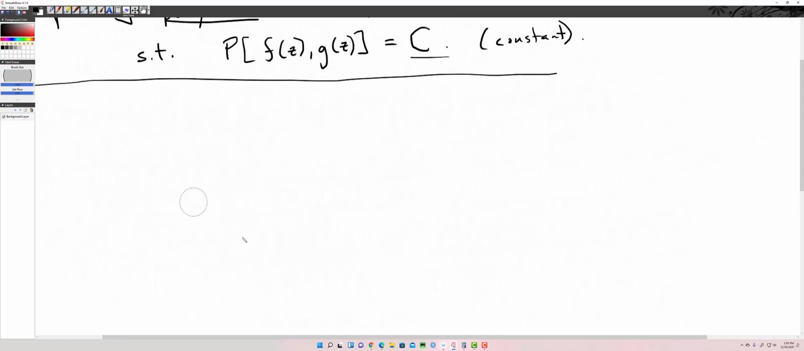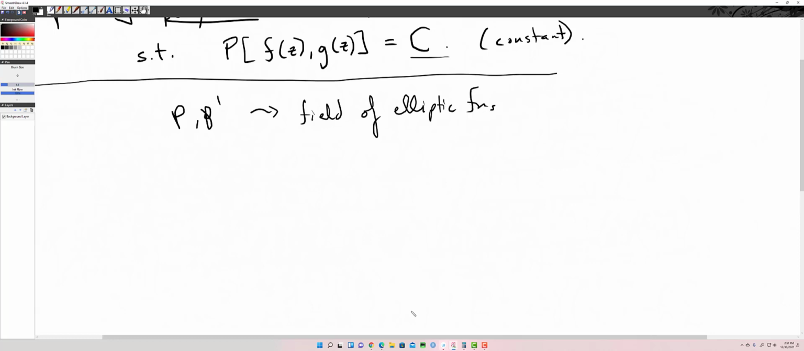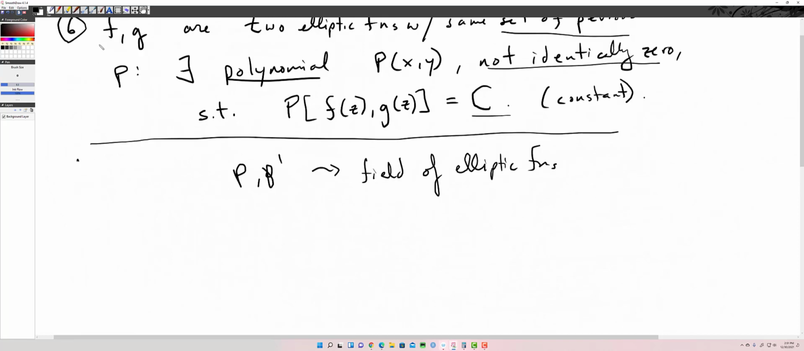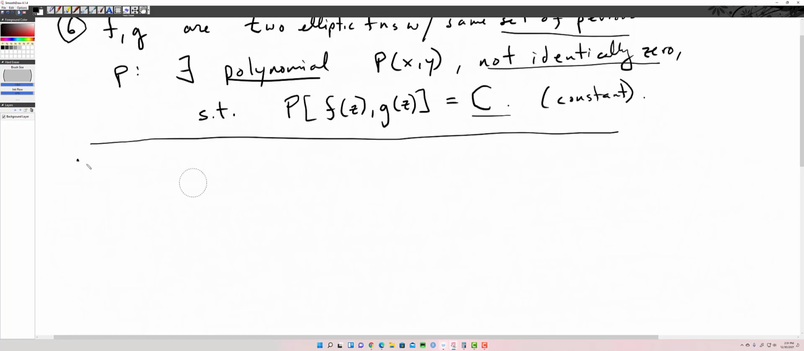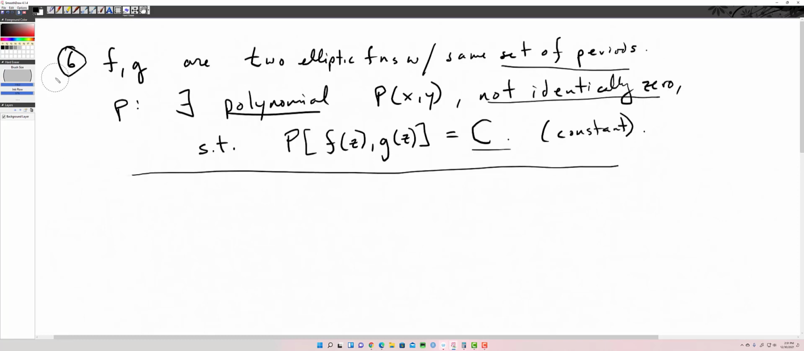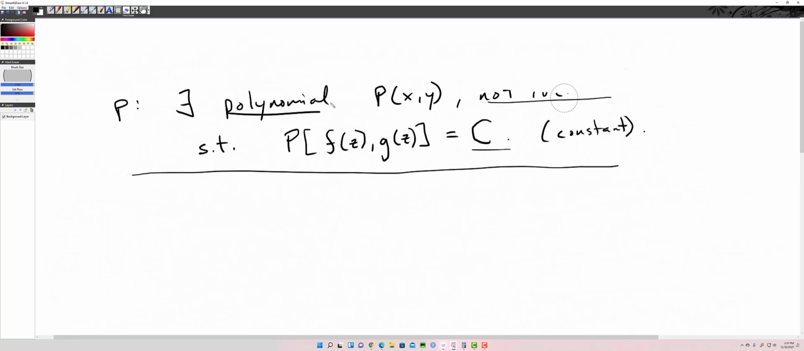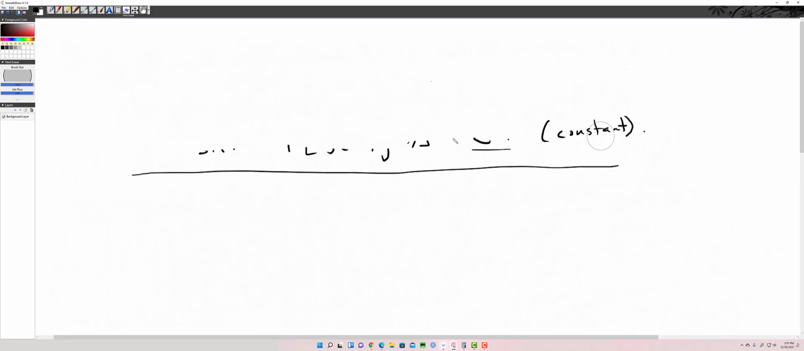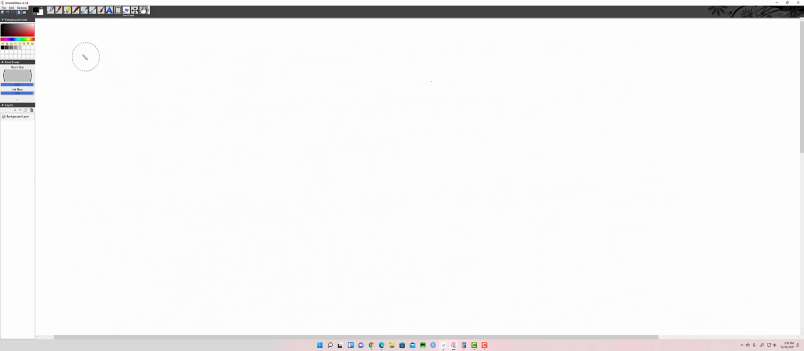I think there's probably an easier way if you just think about the fact that P and P prime make a field of elliptic functions, and then something about polynomials being generated by rational functions. Polynomials of rational functions. There might be something clever there, but anyway, I apologize. I don't have a really nice, neat answer for this aside from what I did earlier, which I do believe is correct, but it certainly didn't make me happy.